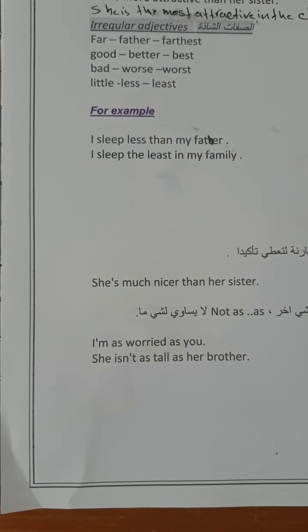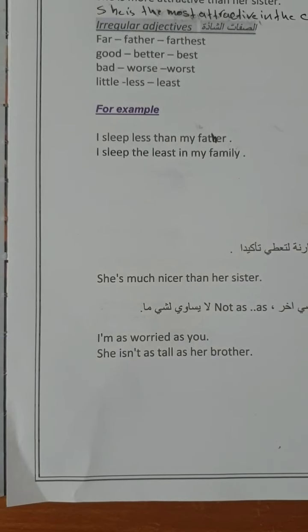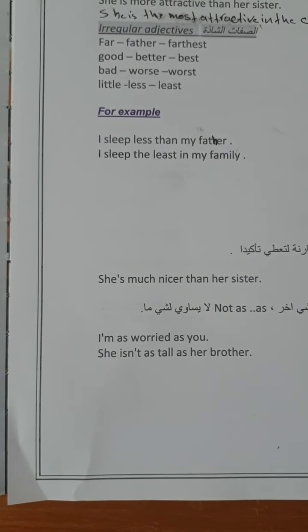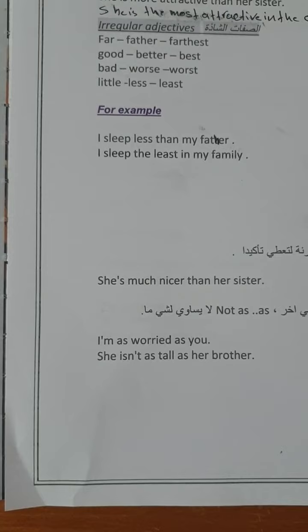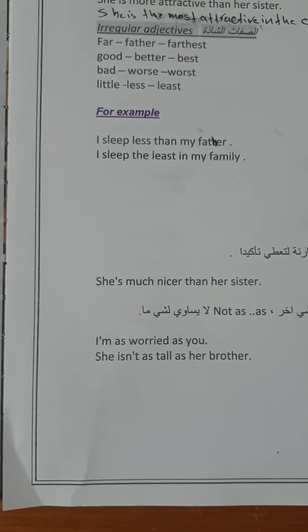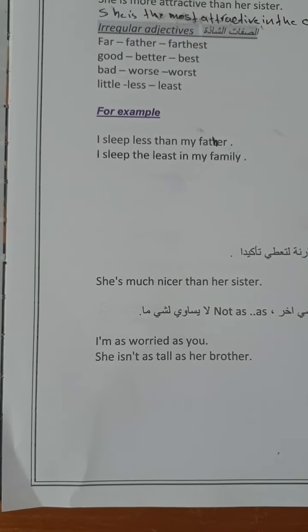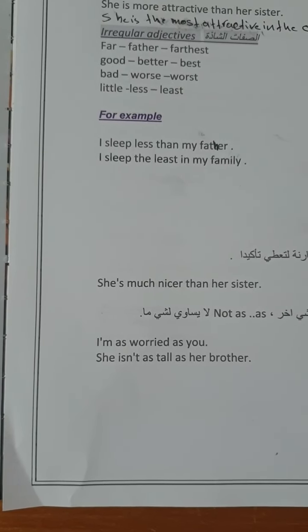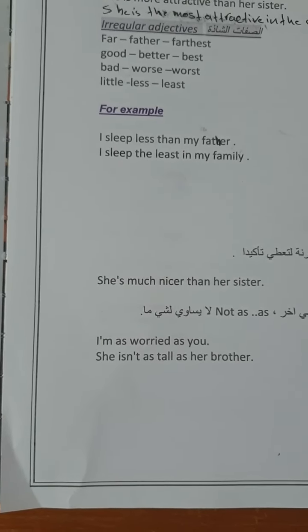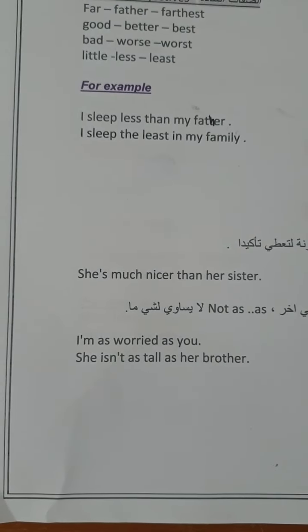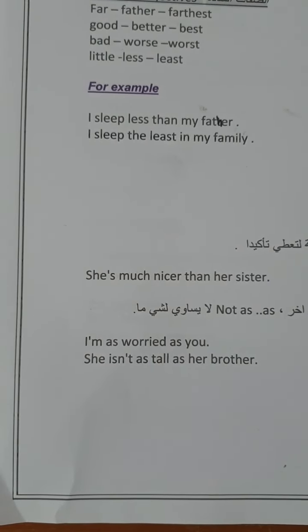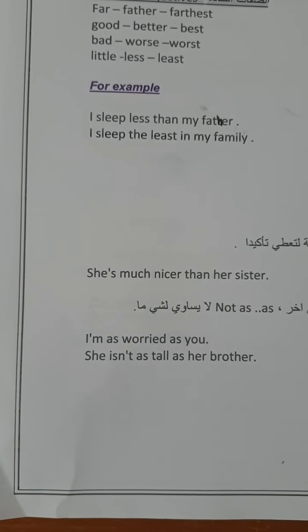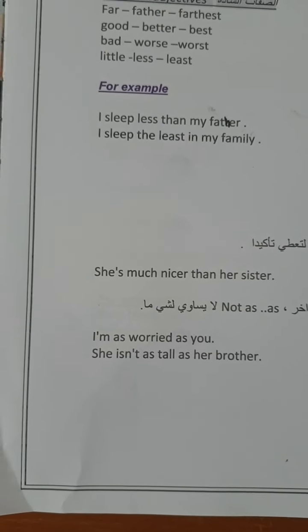We have irregular adjectives, الصفات الشاذة. So you have to memorize them. Far, farther, farthest, good, better, best, bad, worse, worst, little, less, least. For example, I sleep less than my father. I sleep the least in my family.